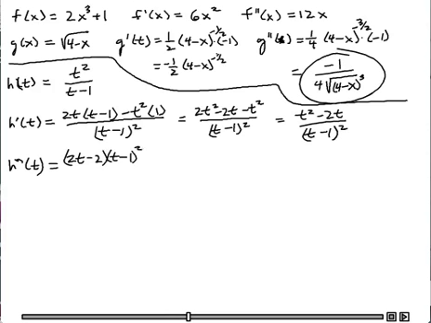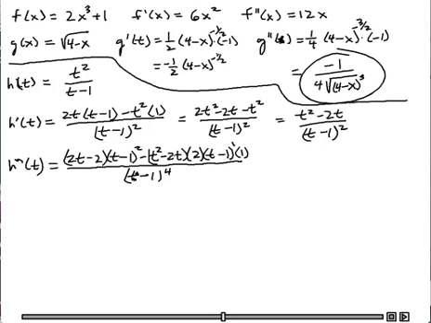Make sure you get those in parentheses. Times the denominator. Subtract the numerator times the derivative of the denominator, which is 2(t minus 1) to the first power, and then times the derivative of the inner function there, which is 1. And that's over (t minus 1) to the fourth power. So I'm going to square the denominator. I had (t minus 1) squared, now it'll be (t minus 1) to the fourth.